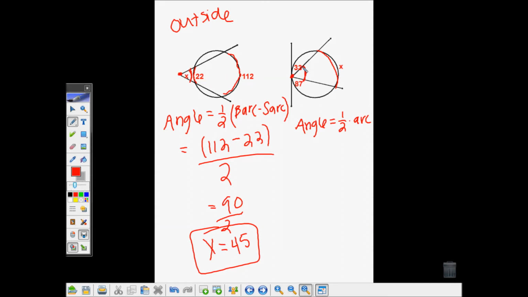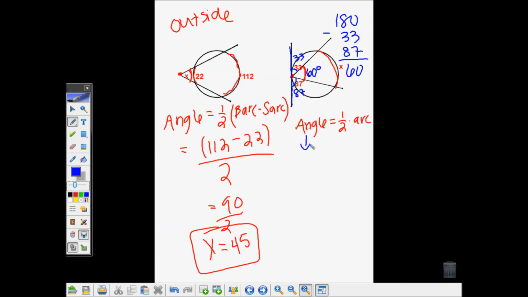To solve it, I know that this angle is actually the 87. It goes all the way to this line, and this angle goes all the way to that line. So remember, a straight line is going to add up to 180 degrees. So we need to take 180 minus 33 and minus 87 to get our middle angle. So I subtract those two, and I get 60. So my angle is 60 degrees.